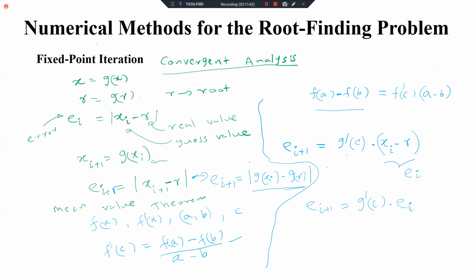Then to minimize the error, what should happen? Our g dash c, the derivative of g(x) at the point c, is less than 1; then this is going to converge. If it is greater than 1, then this is divergent. This is the mathematical analysis for the convergence analysis.